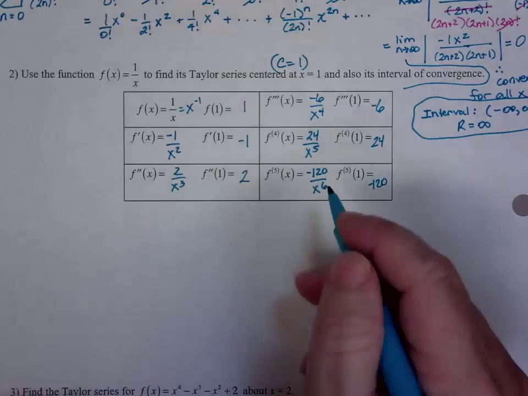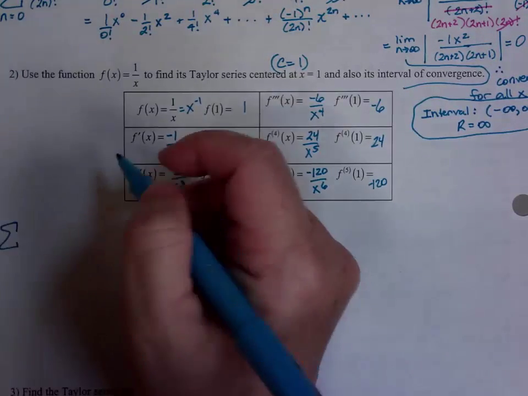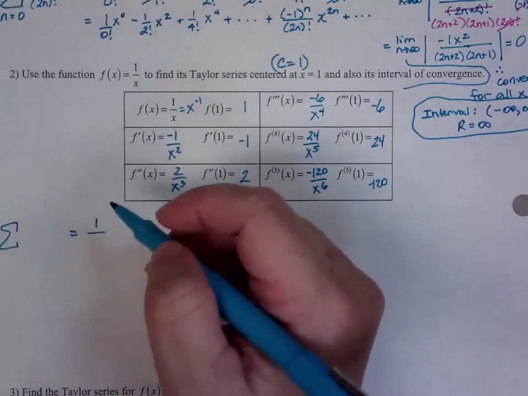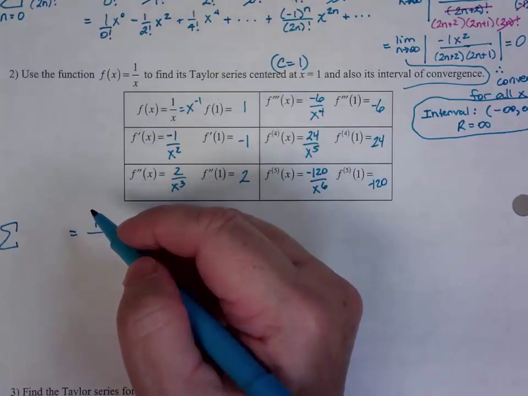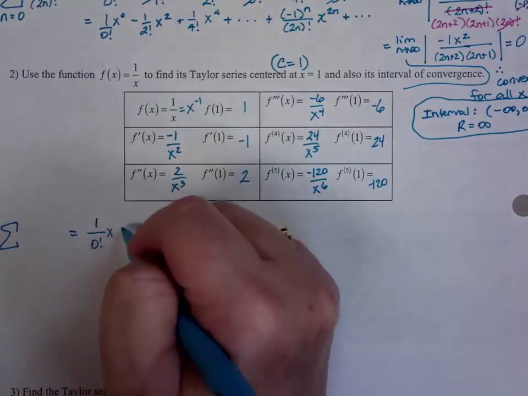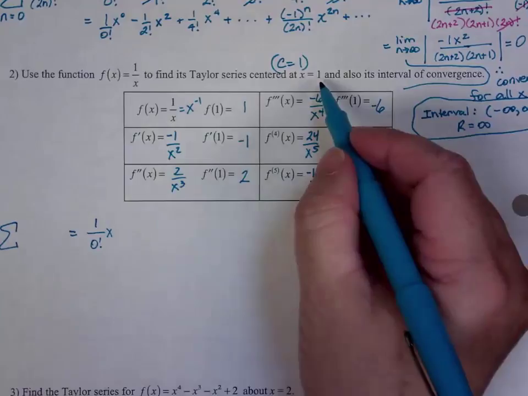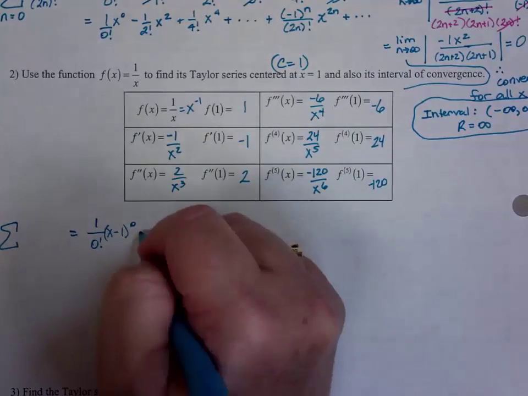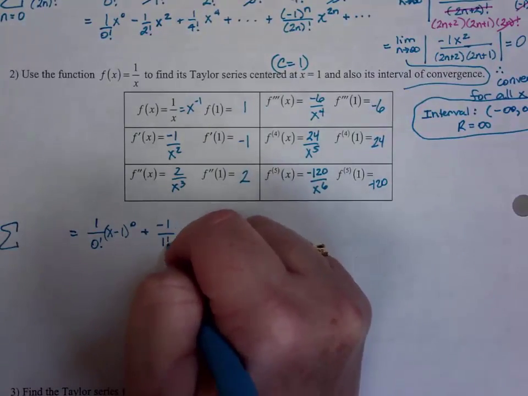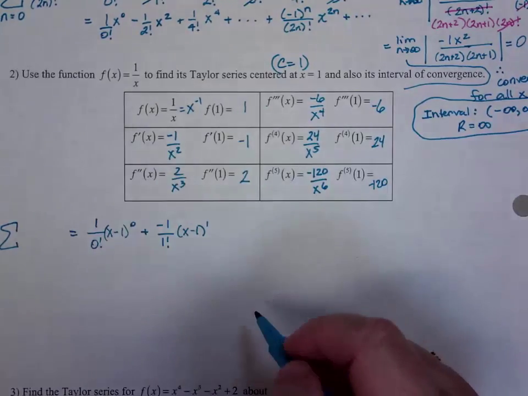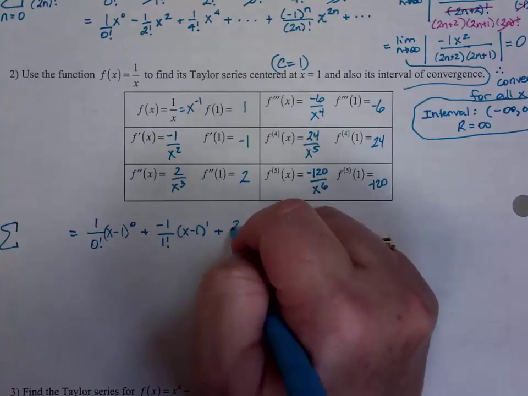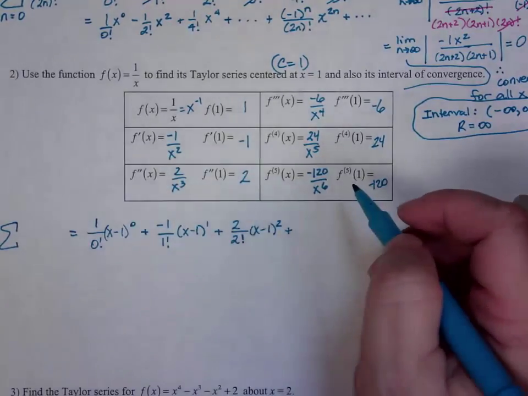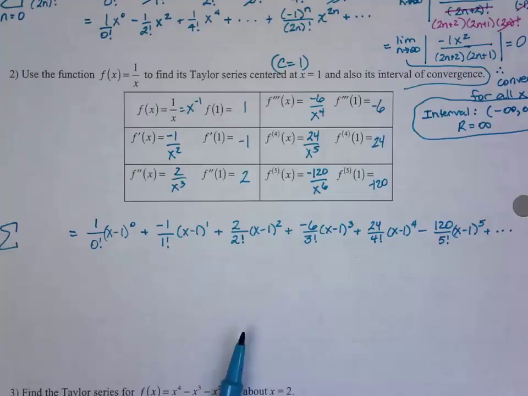All right, let's now go ahead and write out the series for this. So I'm going to write the sigma over here. Leave some space to put its stuff in there. And 1 over what for the first term? 0 factorial. X to the, wait a minute, it's not just x. X minus 1 because c is 1, very good. X minus 1 to the 0. Plus negative 1 over 1 factorial, x minus 1 to the first. Plus 2 over 2 factorial, x minus 1 squared. Plus, do you think you could do the rest? What's the first coefficient going to be?